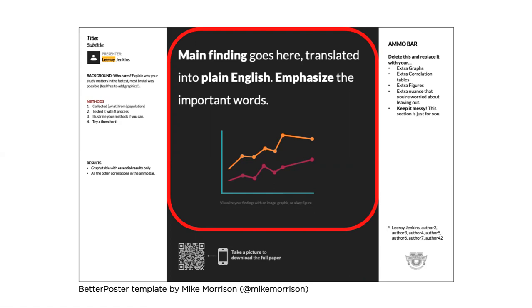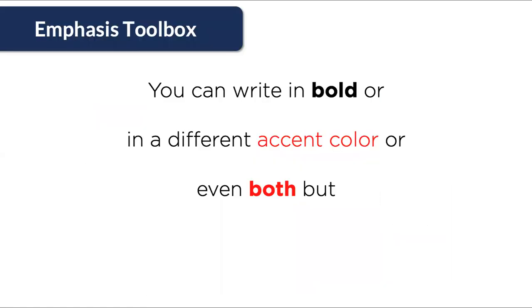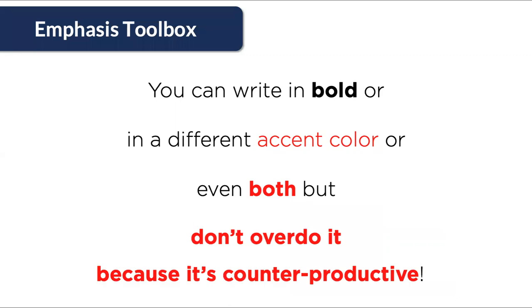The last tip is to remember simple tools we can use to further emphasize what's important. Some examples include bolding your key words, putting them in a brighter color, or sometimes even combining two strategies. The key here is to not overdo it, or else the tools start losing their impact.